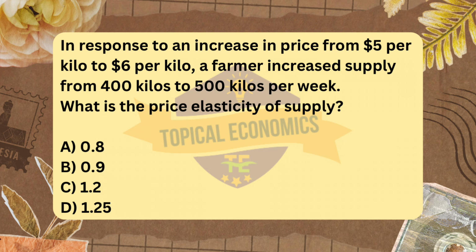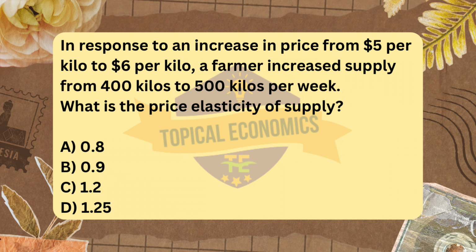To calculate the price elasticity of supply, PES, we use the formula PES equals percent change in quantity supplied divided by percent change in price. Now, let us calculate the percentage change in quantity supplied. The quantity supplied increased from 400 kilos to 500 kilos per week. The change in quantity supplied is equal to 500 minus 400 equals 100 kilos. The percentage change in quantity supplied is 100 divided by 400 times 100, which equals 25%.